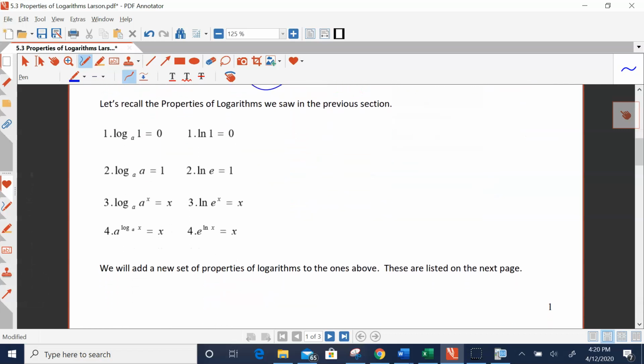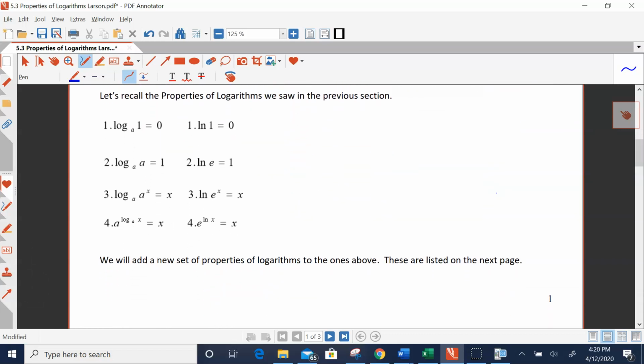Okay, let's look at some other properties. Let's recall the ones that we saw earlier. Remember, the log of 1 is always 0. That means ln of 1 is always 0 as well. Log base a of a is equal to 1. Remember, they cancel out. You're left with the exponent. Ln of e is equal to 1.